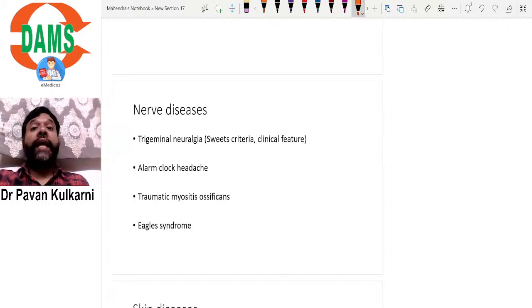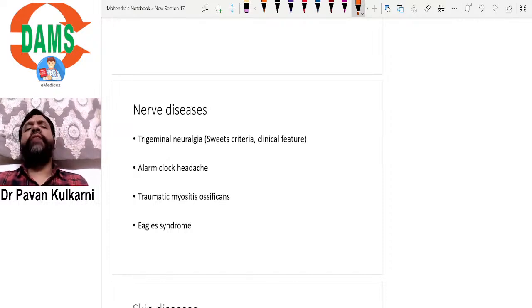Do you see in trigeminal neuralgia any motor defect? No. Muscles are not affected here. What is the Sweet's criteria? There is a criteria called Sweet criteria. That is the diagnostic criteria for trigeminal neuralgia. We are supposed to know about that criteria. Very frequently asked. Sweet's criteria.